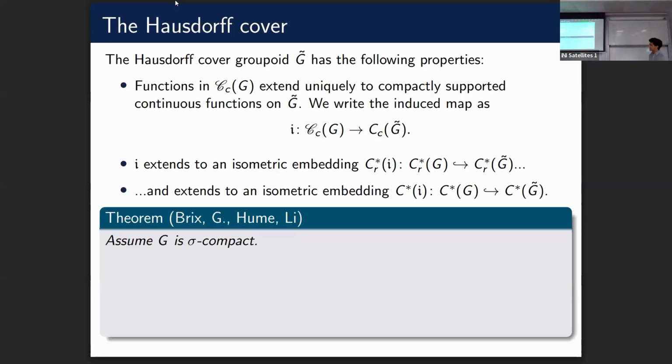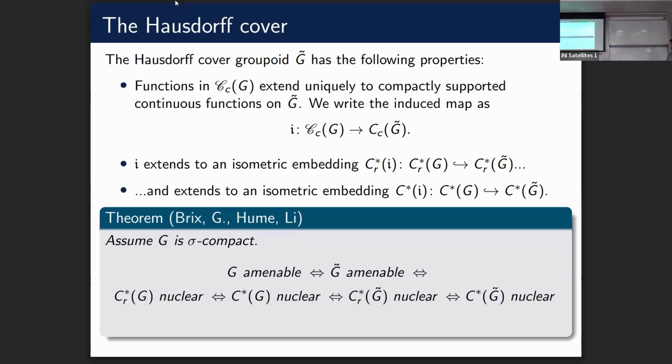So assume G is sigma compact. The Hausdorff cover allows us to understand amenability. So the original groupoid is amenable if and only if the Hausdorff cover is amenable. And this is equivalent to nuclearity of all the associated C-star algebras. So this completely answers the question of amenability for non-Hausdorff groupoids by reducing it to the Hausdorff case.